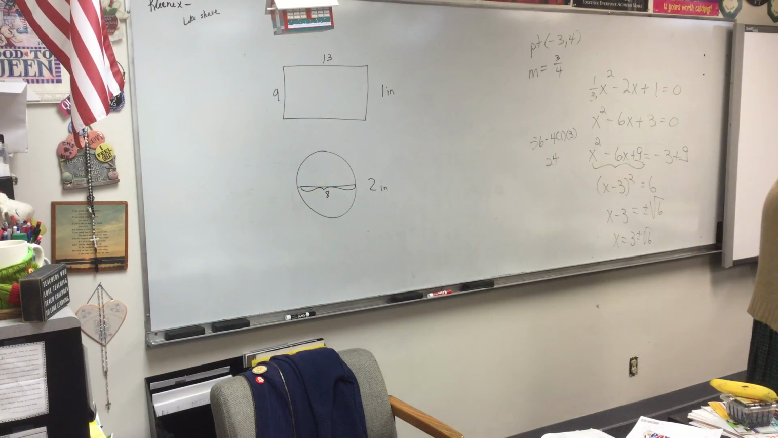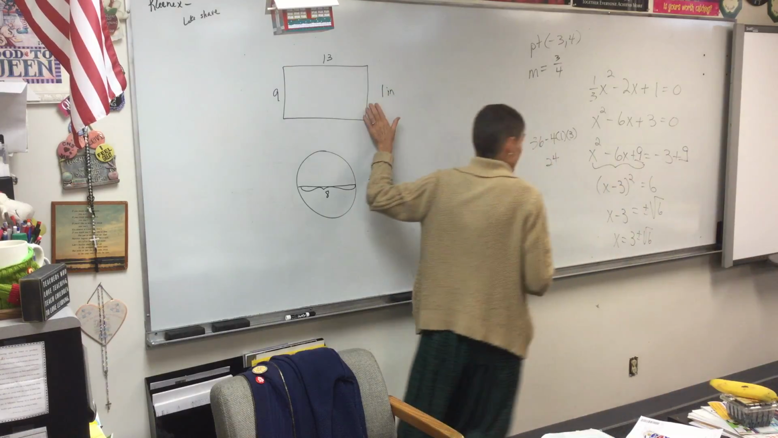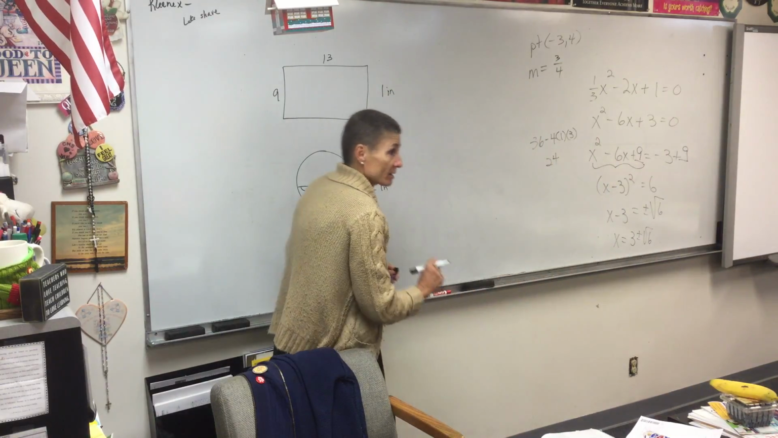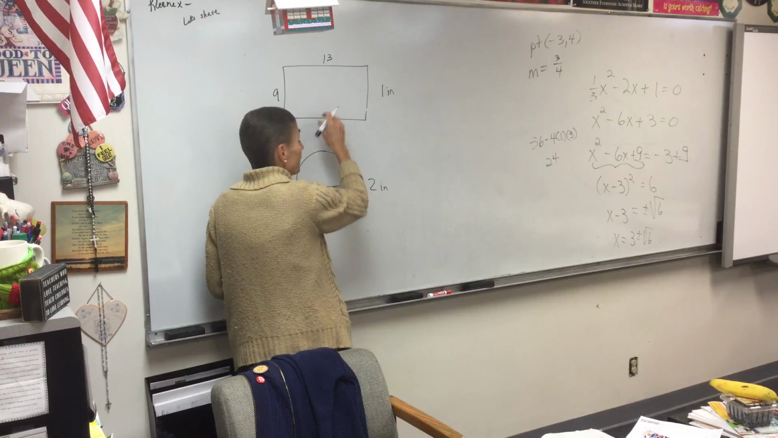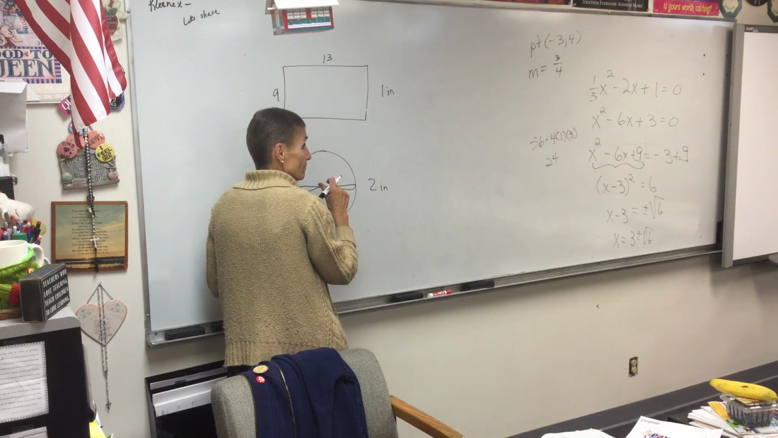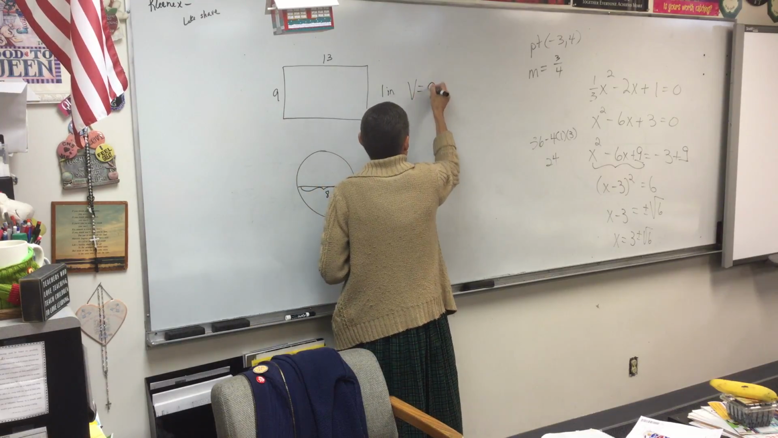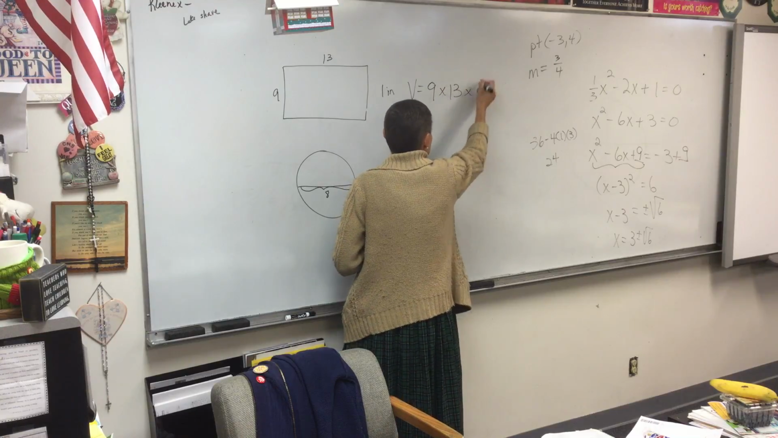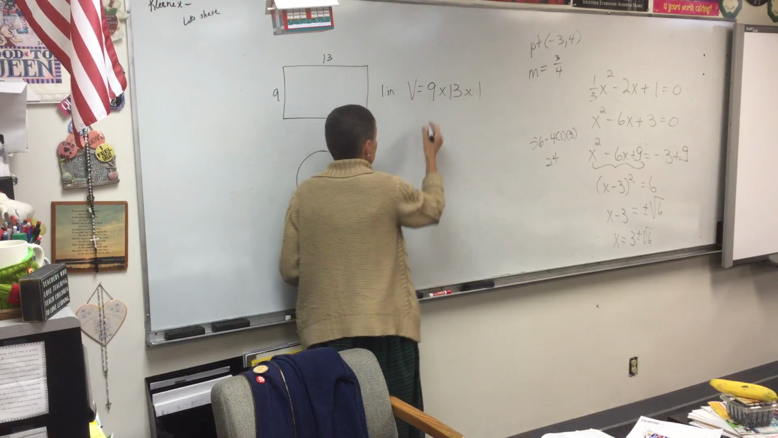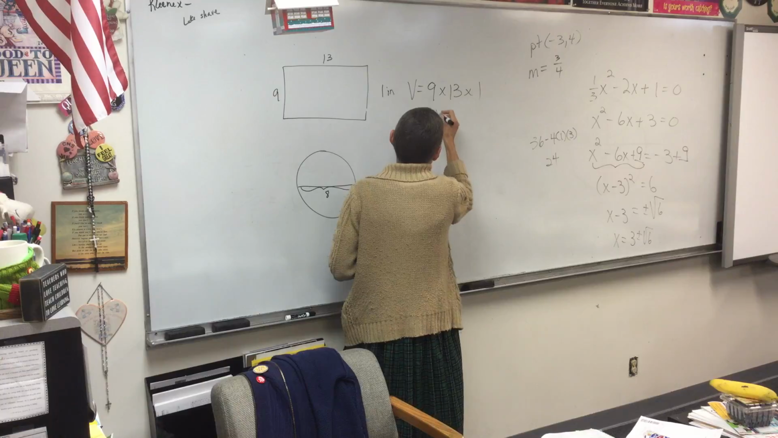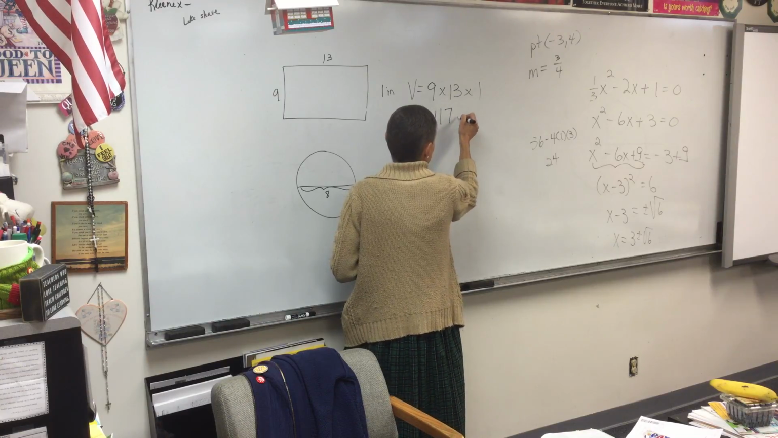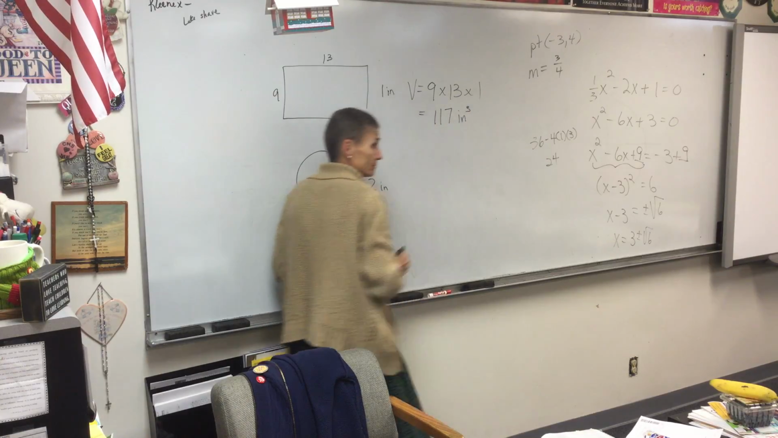The volume of it. Now, this is a rectangle. It's like the Kleenex box. How do you find the volume of a rectangle? Length times width times height. So that volume would be what, 117 cubic inches?